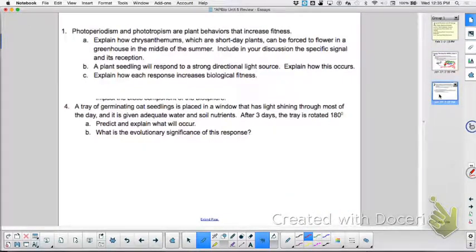These are the more modern ones that I gave you out of the Google Doc, right? Those were the PDF ones. So, things like photoperiodism and phototropism. Photoperiodism is responding to light and dark, right? But phototropism is growing towards the light. So you want to make sure you understand the difference between each of those. And then it says, are plant behaviors that increase fitness? What does that mean when a plant's fitness is increased?